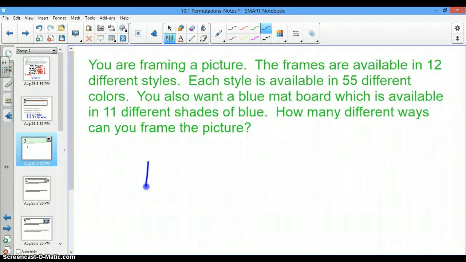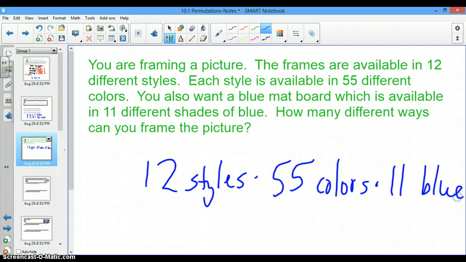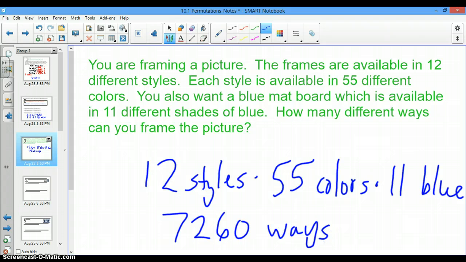So we have 12 frames, or 12 styles of frames, times 55 different colors, and then times the 11 different shades of blue. Multiply all those numbers together. 12 times 55 times 11. And we'd get 7,260 different ways that we could arrange a picture.